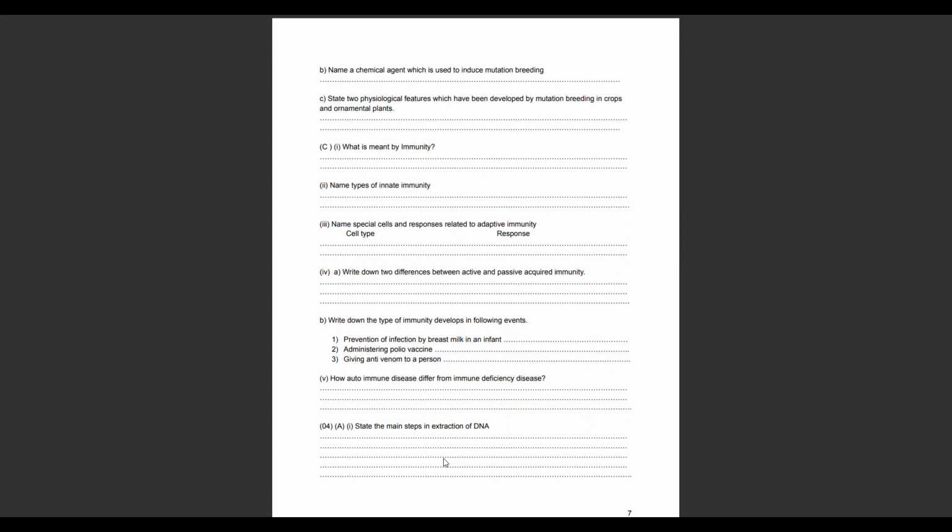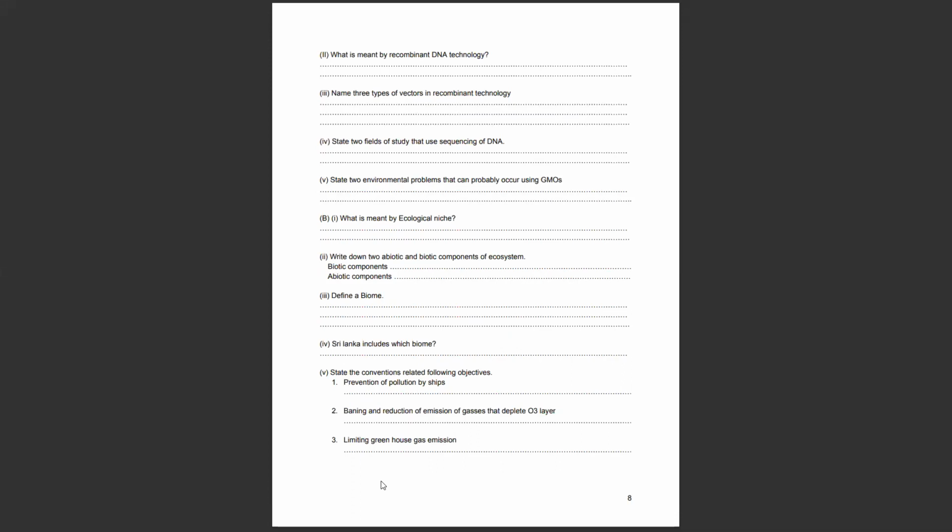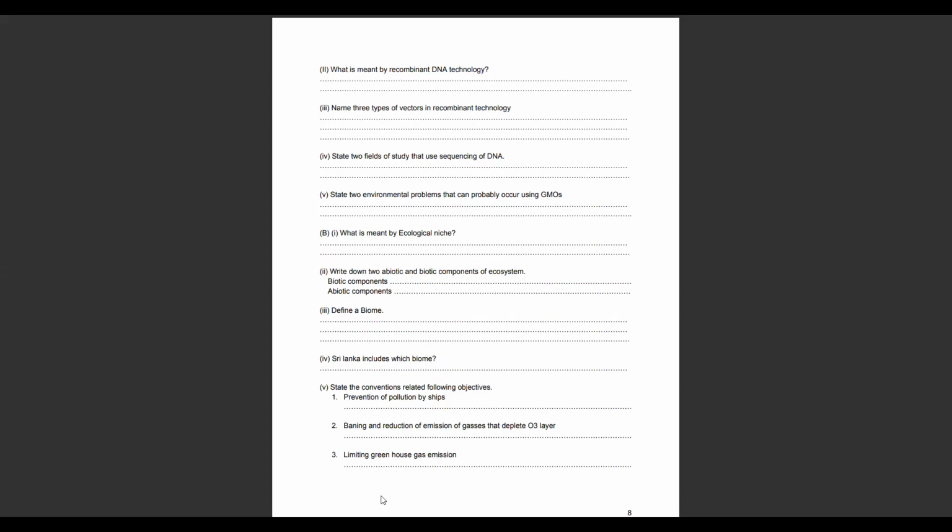Roman number 2, what is meant by recombinant DNA technology? DNA from 2 or more different species are joined together and inserted into a host to obtain a new genetic combination. This is called recombinant DNA technology. 1 mark. Then, name 3 types of vectors in recombinant technology. Plasmids, bacteriophages, yeast artificial chromosomes. Right? Plasmid, bacteriophage, yeast artificial chromosome. 3 marks.